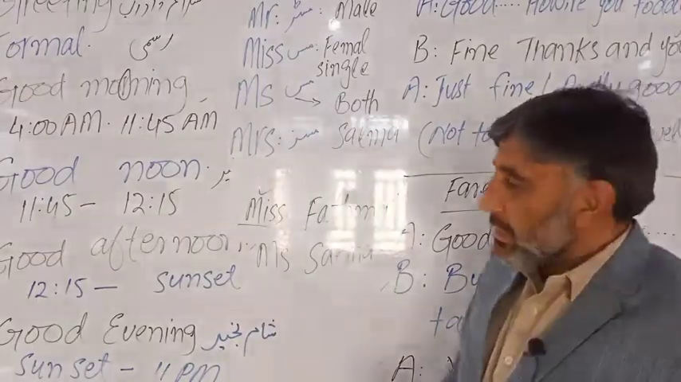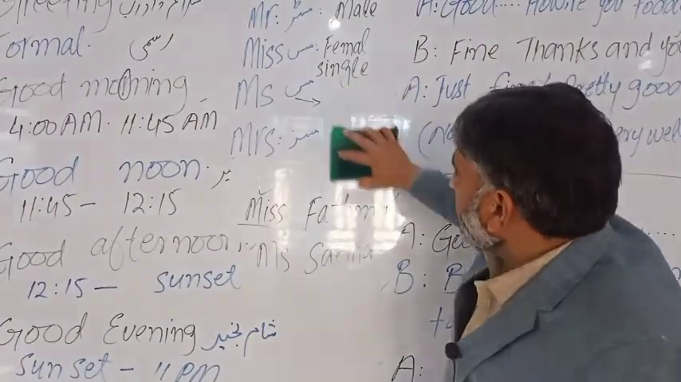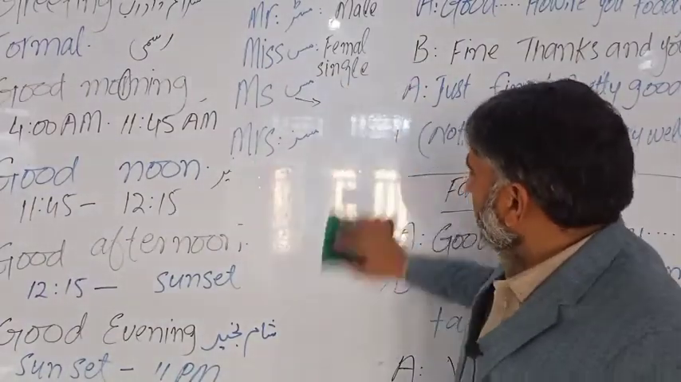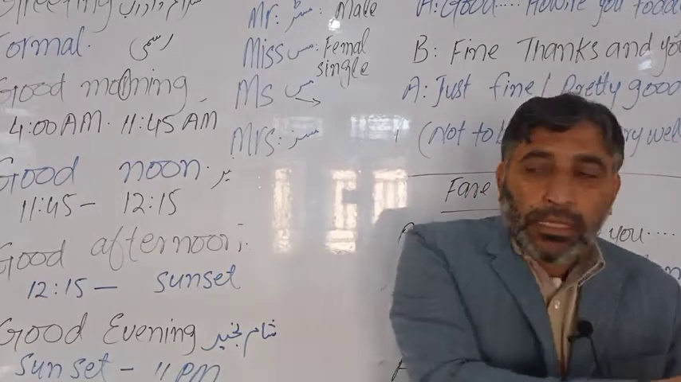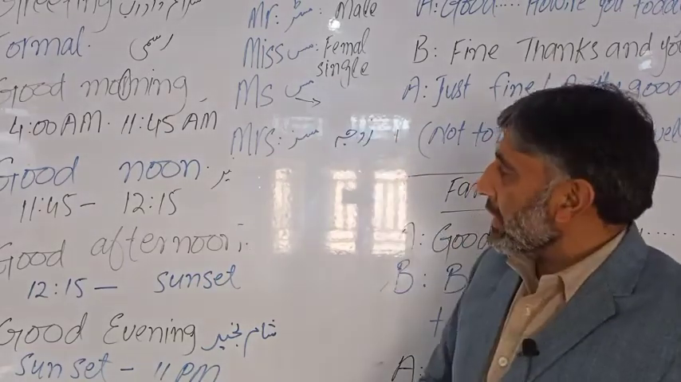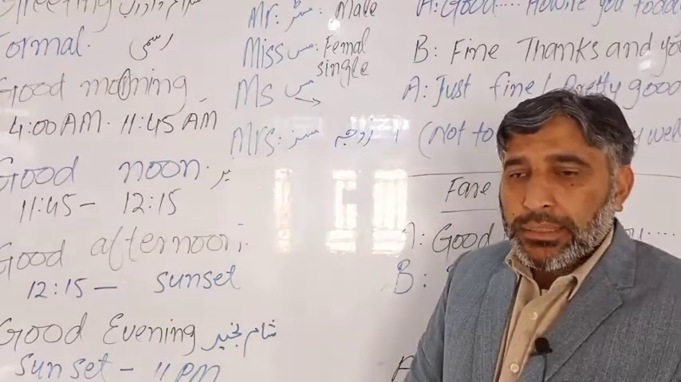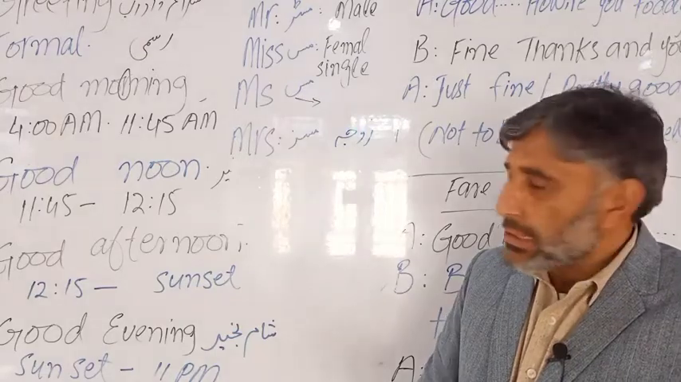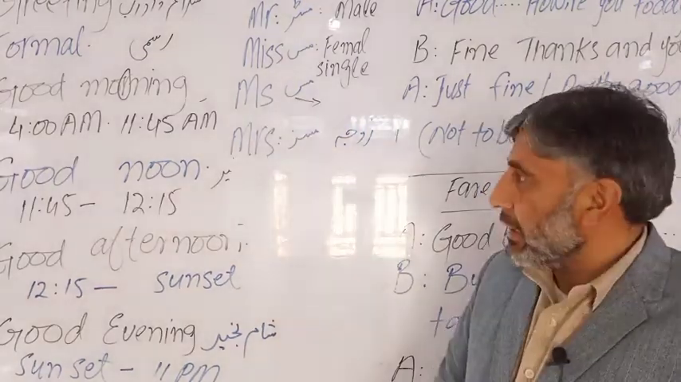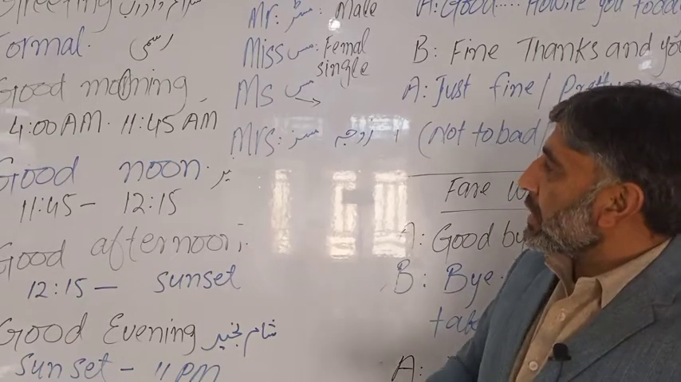And the third one is Mrs. What is the third one? Mrs. So Mrs means, dear viewers and listeners, wife. Mrs means wife. For example, Mrs Bilal, Bilal's wife. Mrs Arshad, Arshad's wife. Mrs Khalil, Khalil's wife. So that is used for a married one and for a wife.